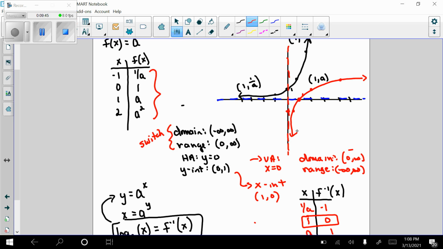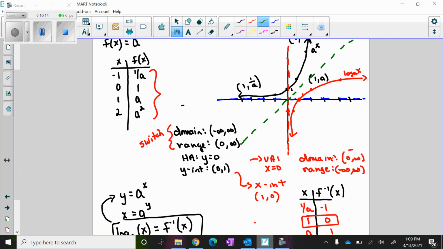So this graph for the log looks like this. This red graph is log base a of x. This first graph, the black one, is a to the power of x. If you also remember, inverse functions reflect over the line y equals x, which sits right through there like that. So there you have the graph of an exponential and its inverse, which is a logarithm.